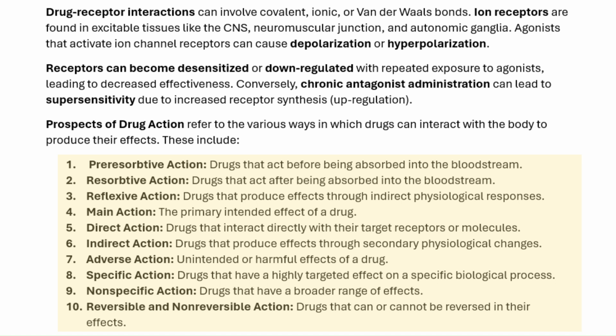7. Adverse action, unintended or harmful effects of a drug. 8. Specific action, drugs that have a highly targeted effect on a specific biological process. 9. Non-specific action, drugs that have a broader range of effects. 10. Reversible and non-reversible action, drugs that can or cannot be reversed in their effects.